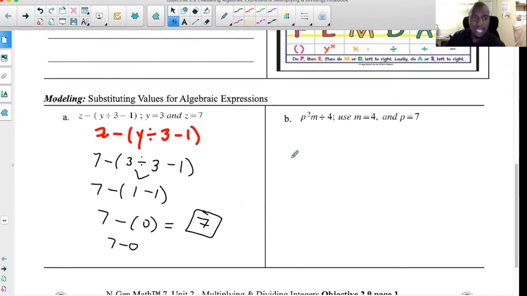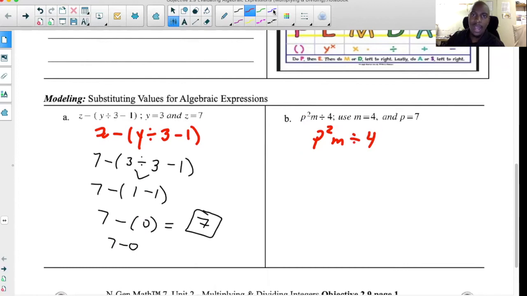All right, take your time. The biggest difference between this worksheet and the previous ones is that you're evaluating and actually plugging in. You're substituting values for these letters. So let's look at this one here. Once again, I'm just going to rewrite it to make it a little bit bigger. It says p to the second power times m divided by 4.